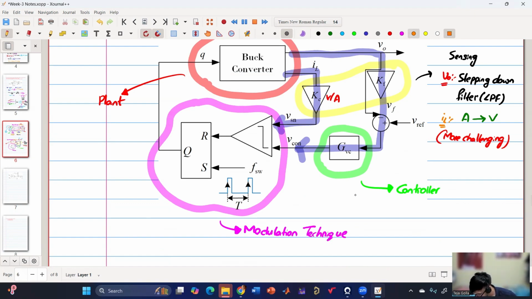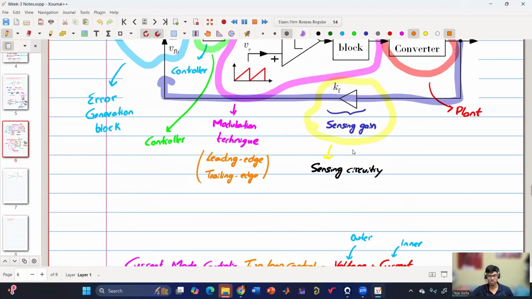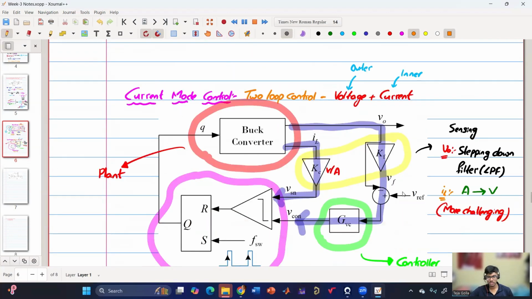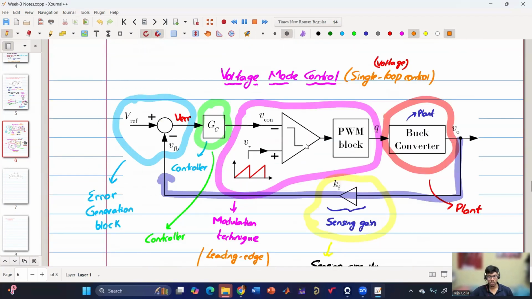Again, it can be leading edge or trailing edge. So just to quickly compare, here we have error generation. I think I have missed out. Mention error generation, controller, modulation technique, plant, sensing gain, and one loop.